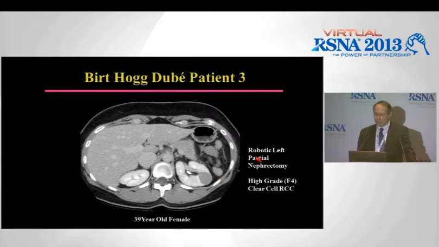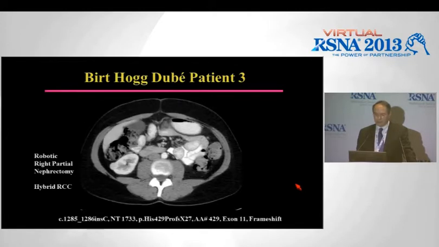So this is a patient who's pre-robotic left partial nephrectomy, high-grade clear cell renal carcinoma, despite the fact that it looks very much like all the other chromophobes that I just showed you. And here's a hybrid renal cell carcinoma also looking pretty much like the chromophobe, indistinguishable by radiology alone. But if you knew that this patient had Birt-Hogg-Dubé, you would be thinking about these various tumors that they might have.